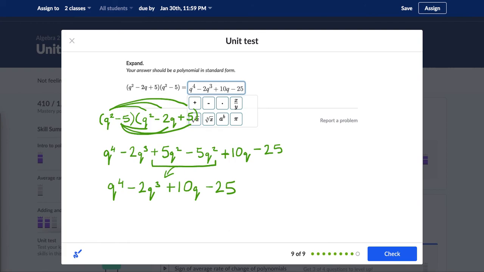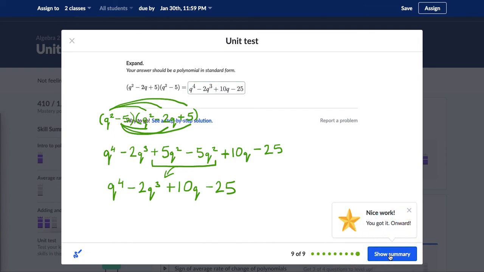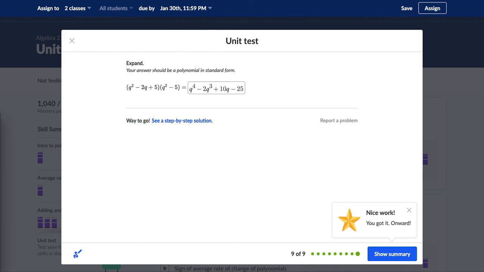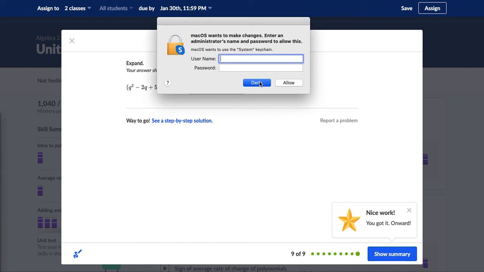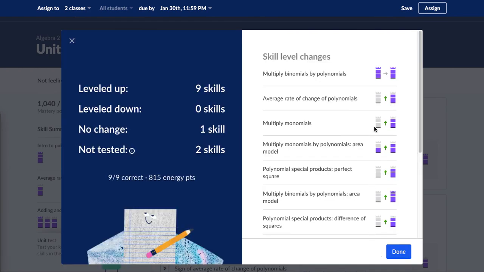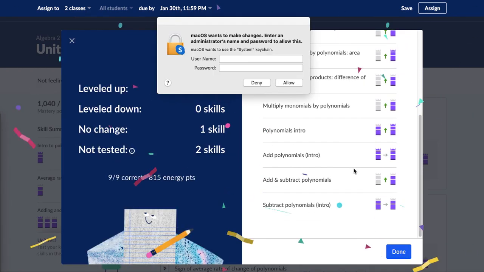Okay, so I've got something I want to show you here, especially if you're using this unit test as a study guide, or as a study resource, right? I'm going to clear that so we see it and take a look at what happens next. So you show your summary right here, okay? And it's going to give you a summary of your skill changes.